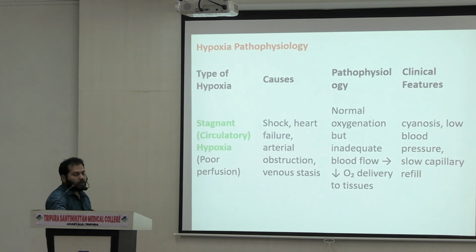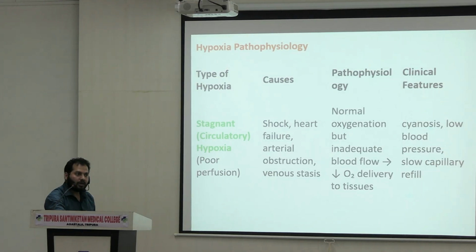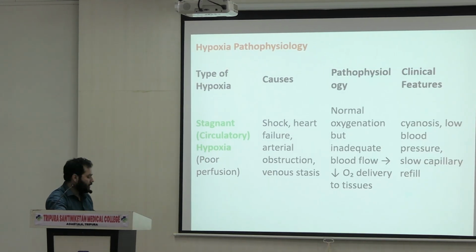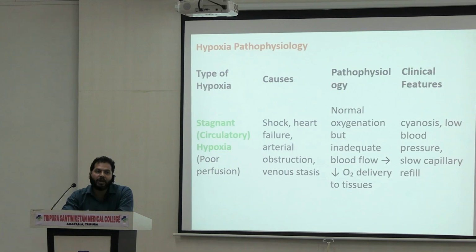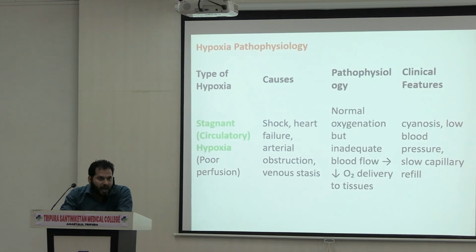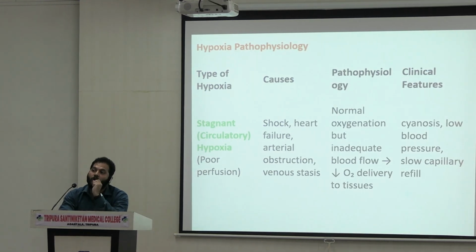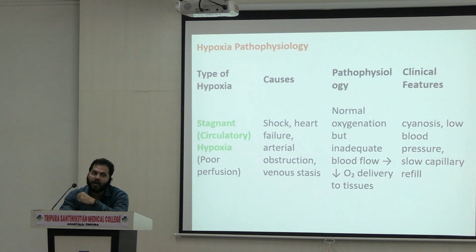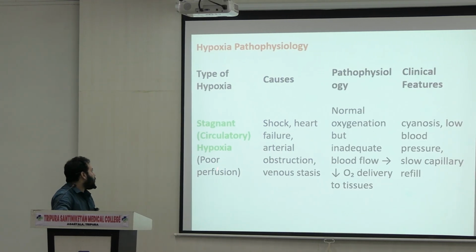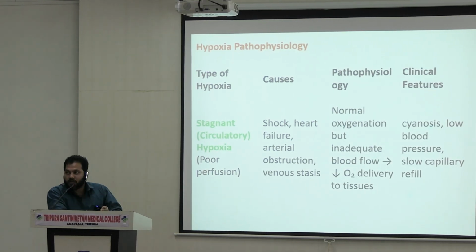Now see the third one, that is the stagnant hypoxia, which is also known as circulatory hypoxia or ischemic hypoxia. So what are the features of this stagnant hypoxia? The feature is poor perfusion. As I already mentioned in the definition, perfusion is the flow of blood, right? So to get a sufficient amount of oxygen, cells need a proper supply of blood, proper flow of blood. But in stagnant hypoxia there is poor perfusion, meaning flow of blood is not proper, not sufficient.